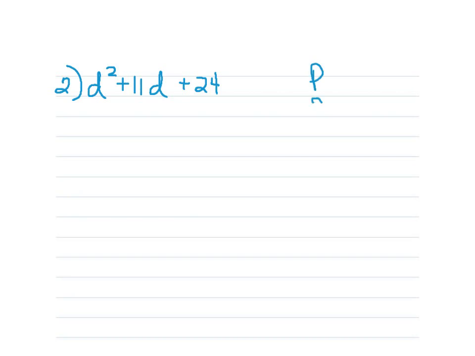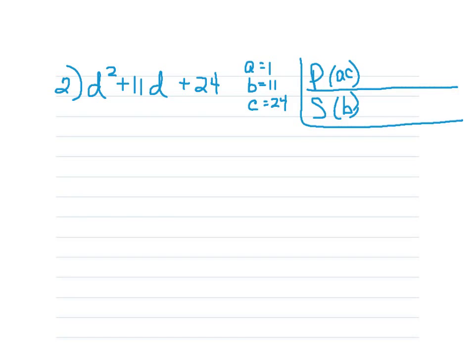Okay, so I know that my product has to be equal to a times c and the sum b. Let's identify: a is equal to 1, b is equal to 11, and c is equal to 24. So I need to come up with two integers whose product is a times c, or 24, and whose sum is equal to 11.